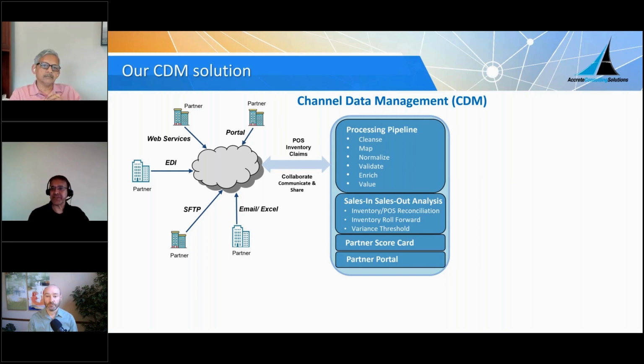The third component of CDM is a partner scorecard, and this is how you can give a score to your partner's performance. That is, are they meeting their revenue expectations? Are they meeting their inventory expectations, etc.? And the fourth component is the partner portal, and this is very critical. This is how you collaborate and communicate and share information with your partner. The whole idea is you want to make it easy to do business with your partners. So you want to make sure that all the tools have all the ingredients to make it easy for you to work with the channel partners.